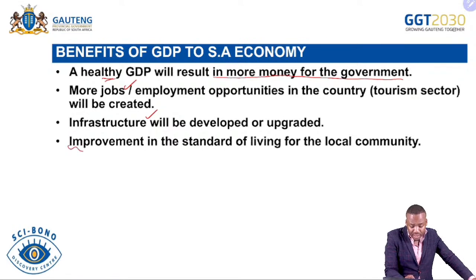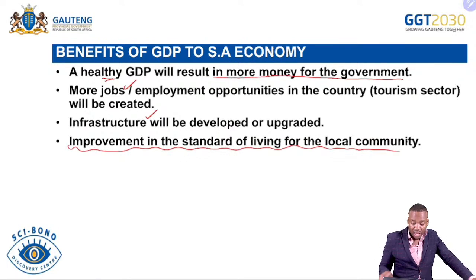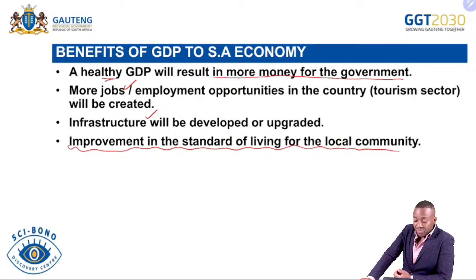Then obviously in a country you've got what? People who are living there. So when our economy is doing good or we have a healthy GDP, it means what? Our lives will be improved, right? People will have jobs, people will move from shacks to better places, people will be driving and so on and so on. And this leads to what? To improvement in the standard of living for who? For the local community. So that is the benefit of GDP to the South African economy.